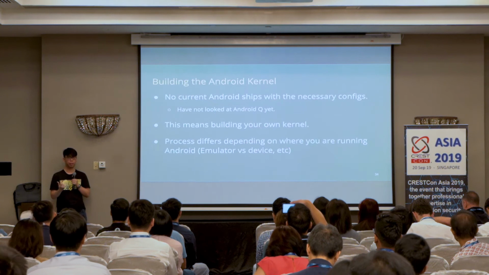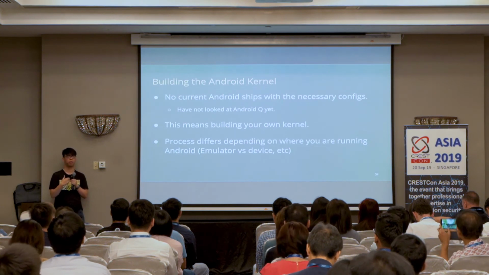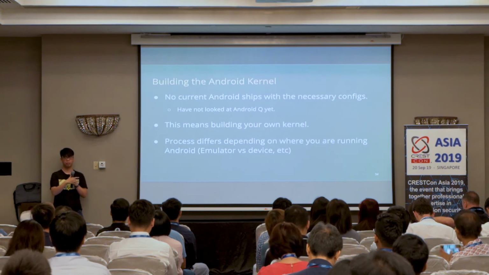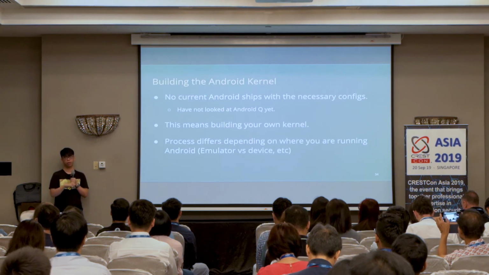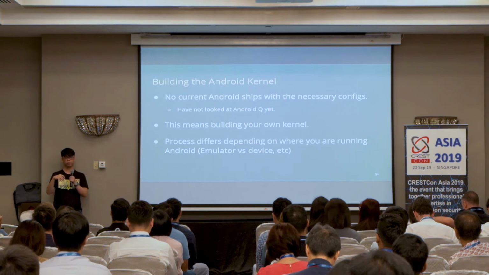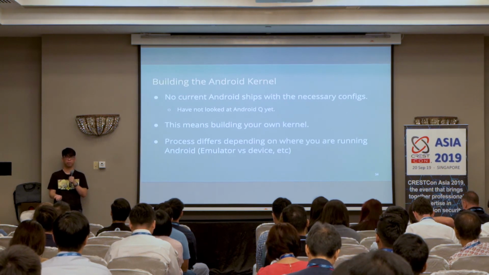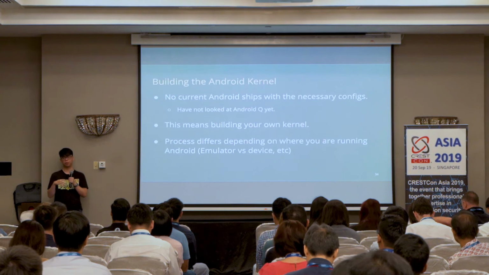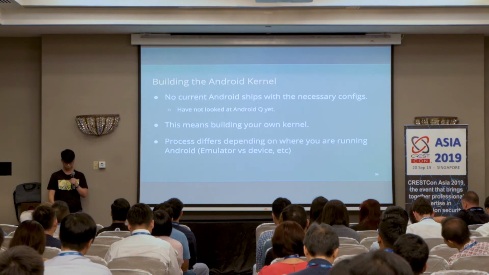The process of building a kernel will depend on the environment that you are running on. If you're running on an emulator versus an actual device, you might need to grab different kernel source trees. And if you're running a manufacturer-specific version of a device, so you're running a Samsung device, you might need to apply some patches from the manufacturer onto the kernel.